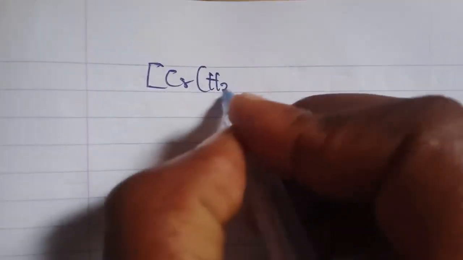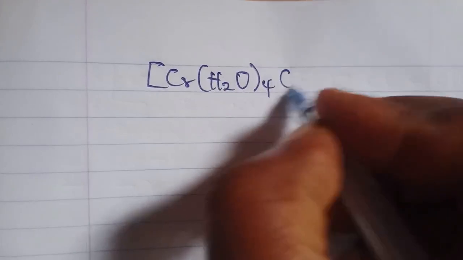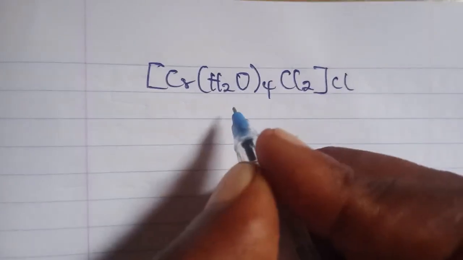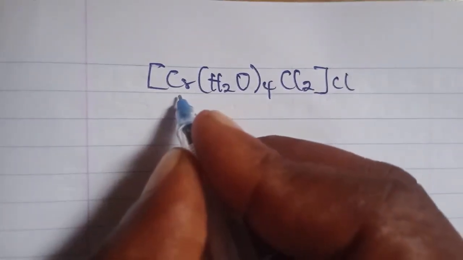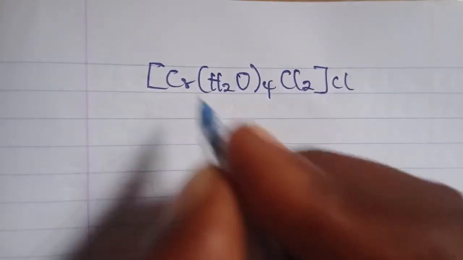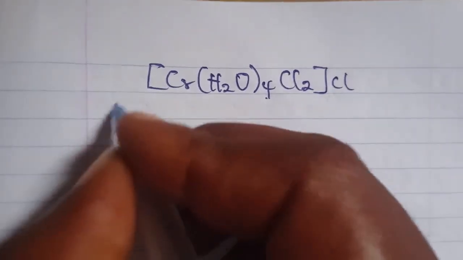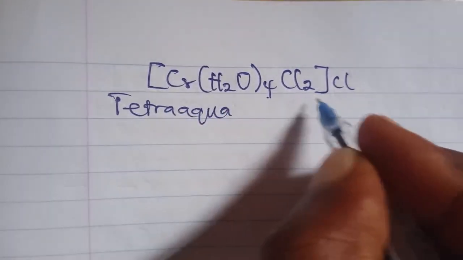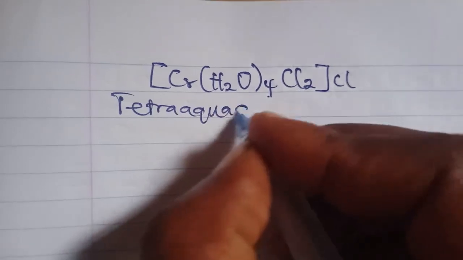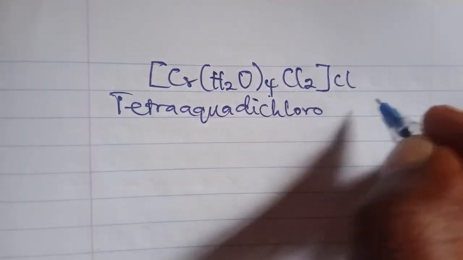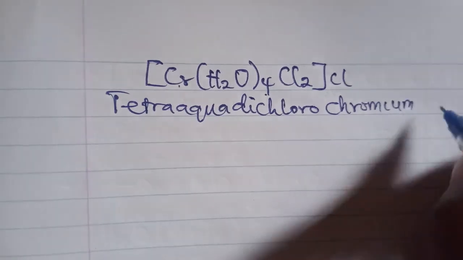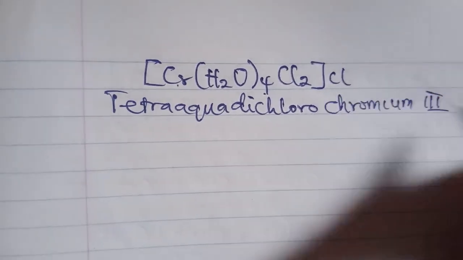So let's look at another example. Feel free to still pause the video and try it for yourself. You can see this is neutral. The oxidation number of chromium here is +3. So we can say tetra aqua. Let's write it down. Tetra aqua dichloro chromium 3 chloride.